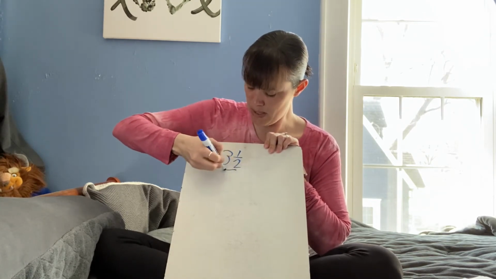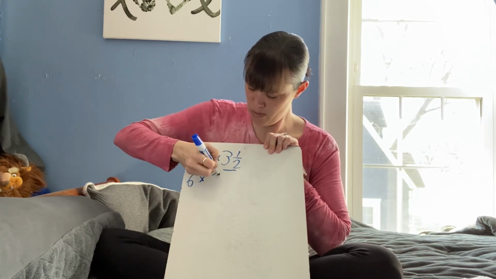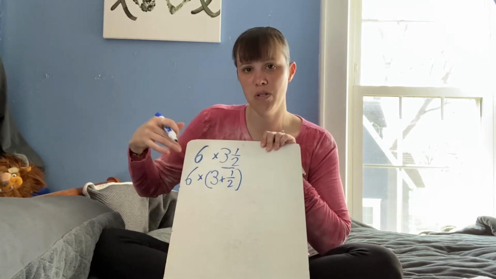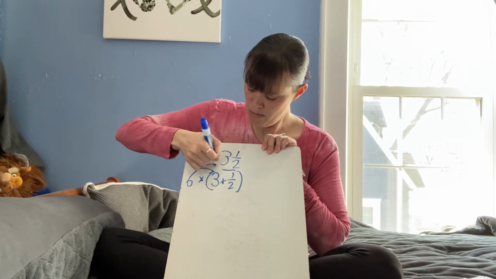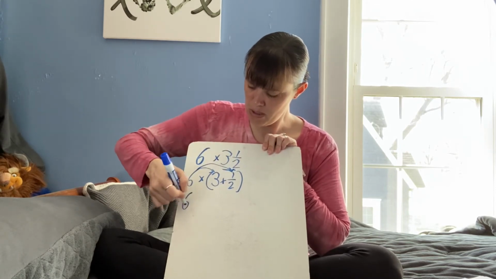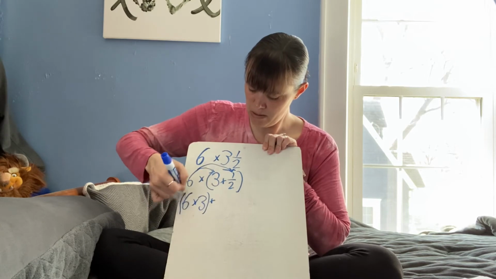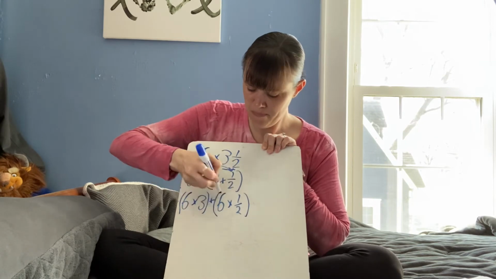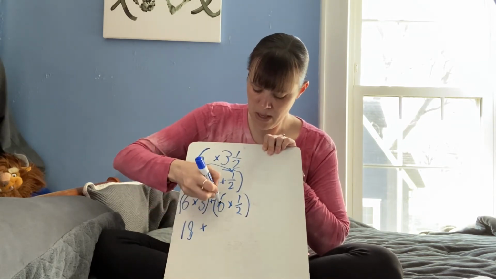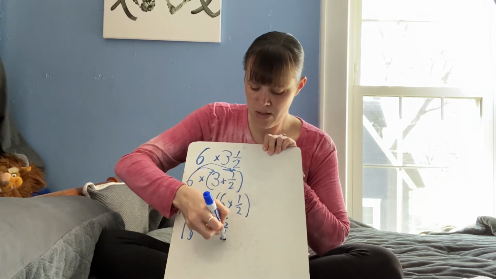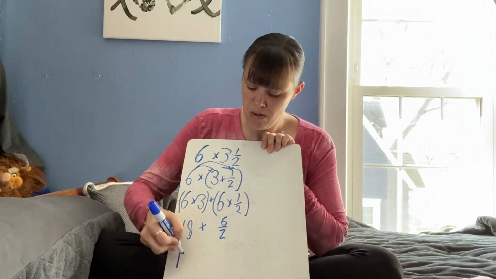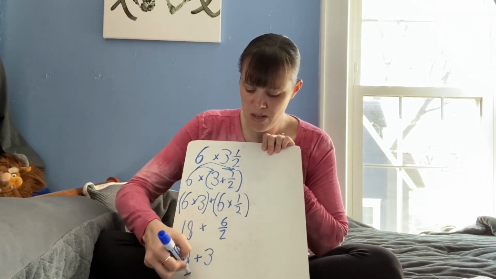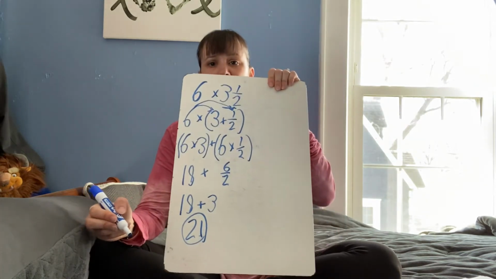Okay, so we're going to separate these. We have 6 times 3 plus 1/2. We just want to separate them so we know that we distribute to both of those. We have to distribute here and here. So we do 6 times 3 plus 6 times 1/2. Oh, I like this one. Okay, 6 times 3 is 18 plus 6 times 1 is 6 halves. What's 6 halves equal to? 3. 2 goes into 6 3 times. So our answer is 21.